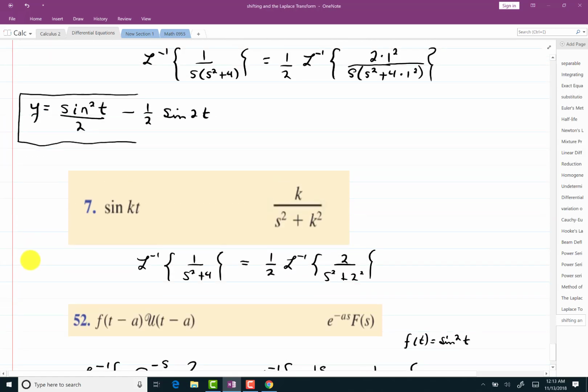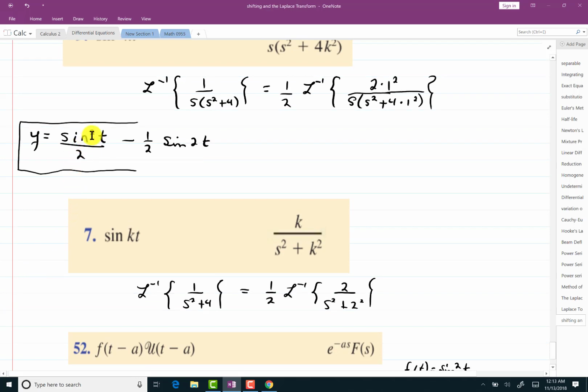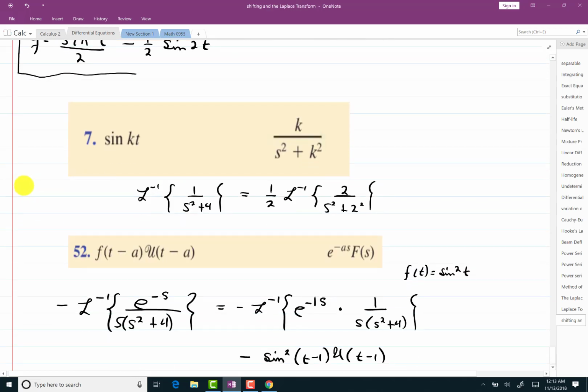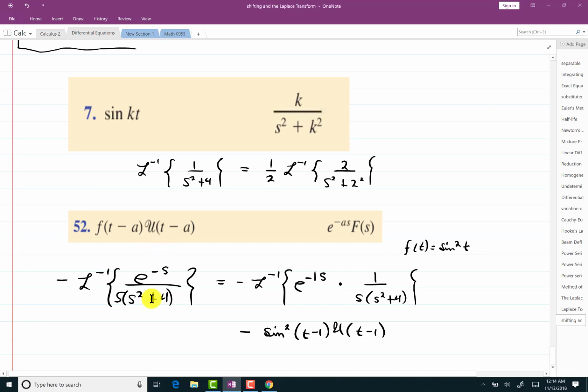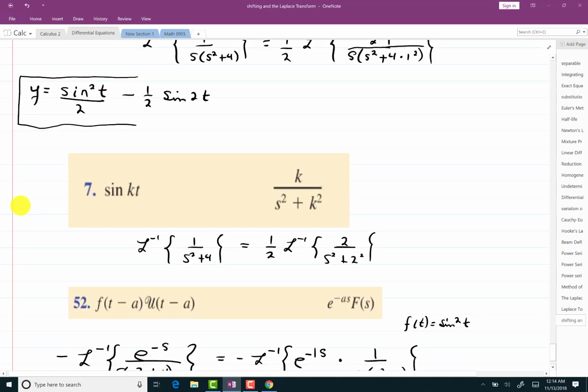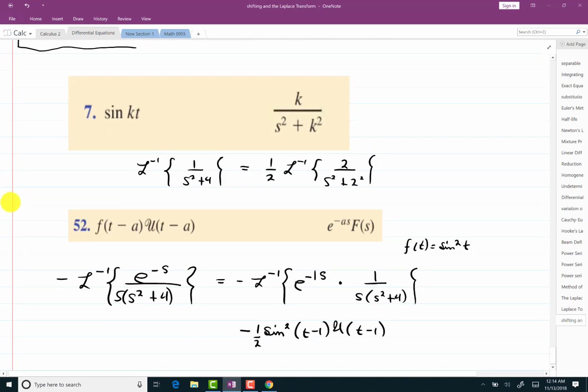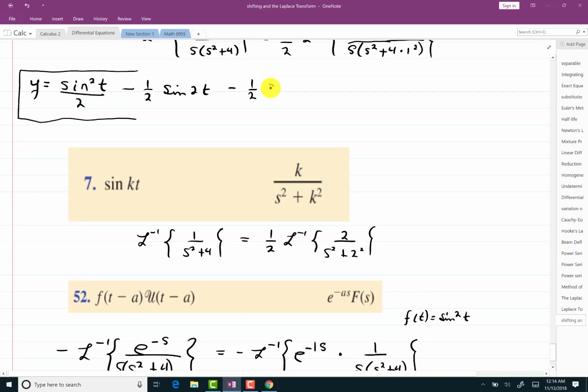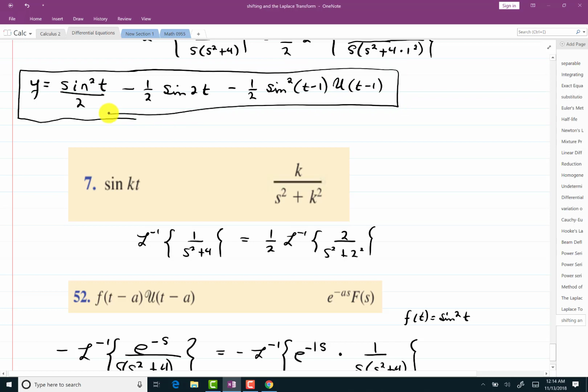Careful. That was sine squared of t over 2. So this I have to divide by 2, 1/2. And I'll have minus 1/2 sine squared of t minus 1 times u of t minus 1. And there is my final answer.